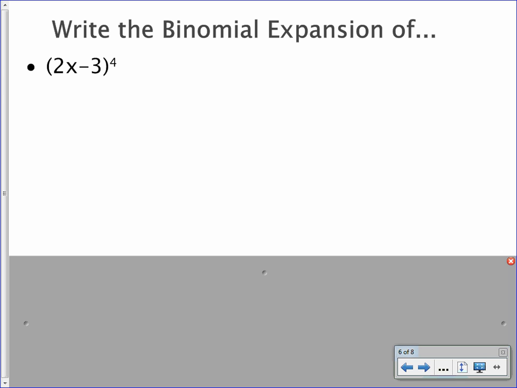So since this is written to the 4th power, we're going to have 4 combinations of, we begin with 0. 4 combinations of 0. Our first term is going to be raised to the 4th power, and our second term to the 0 power. You're always going to start like that, where you have the 4 combinations of 0. Your first term is raised to that power, your second term to the 0 power. Then we're going to move on.